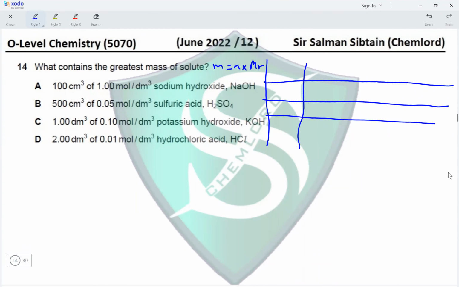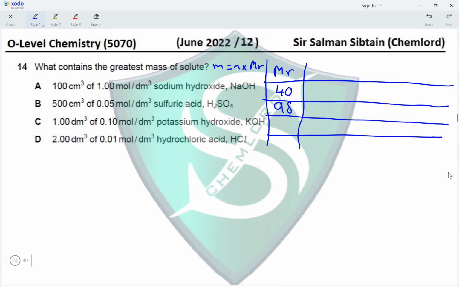Okay, Mr. Mr of sodium hydroxide is 23 plus 16 plus 1, 40. Mr of sulfuric acid is 2 plus 32 plus 64.